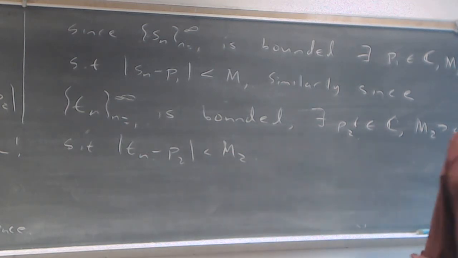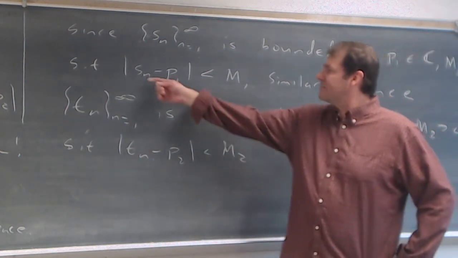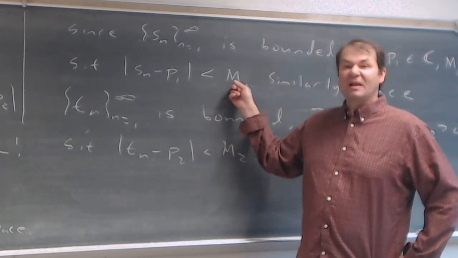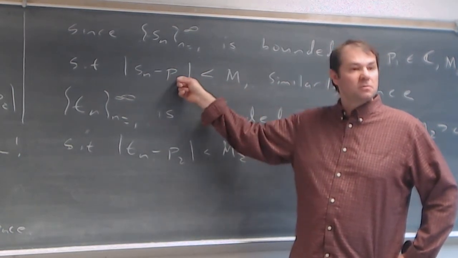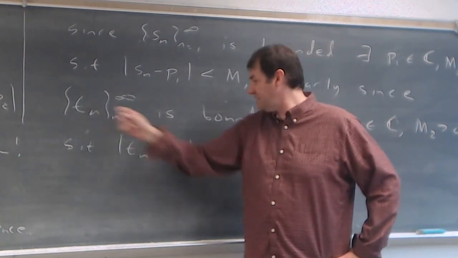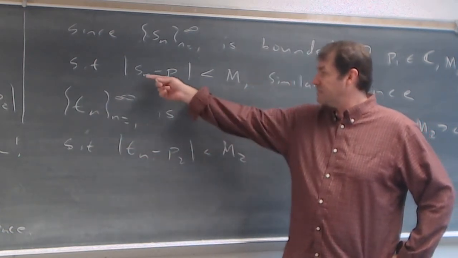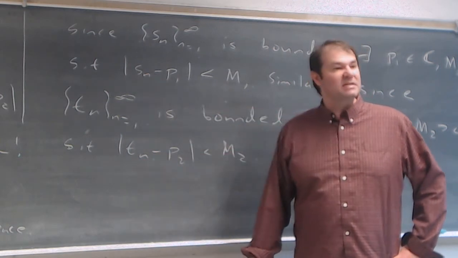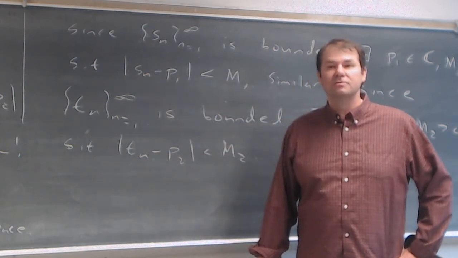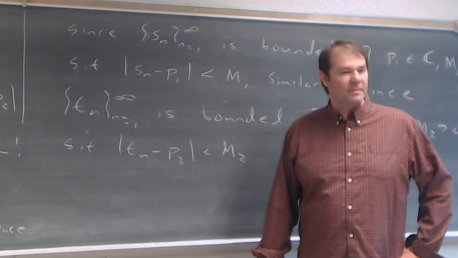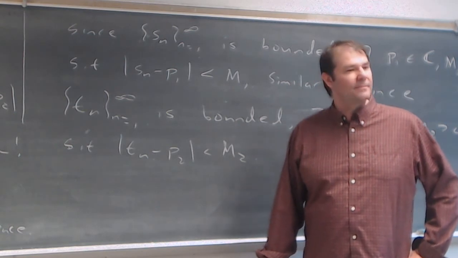Let me say this. Why does it seem natural? Look, we're saying the S sub n's are relatively close to P1. We're saying the T sub n's are relatively close to P2. So doesn't it seem like S sub n times T sub n should be relatively close to P1 times P2? Yeah, doesn't that make sense to everybody? That's what should be happening.